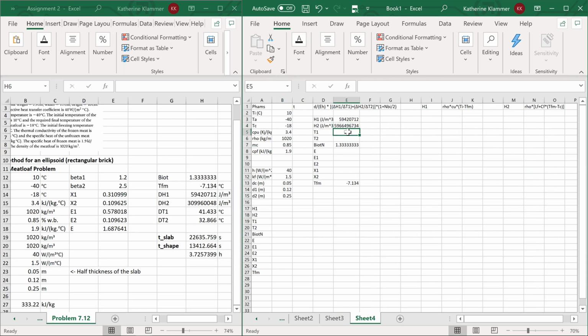Okay, so now for the T's, I'll put T1 here. T1 equals Ti plus TFM divided by 2. So these should be in parentheses. And then these are in parentheses as well. Minus TA. And then T2 is equal to TFM minus TA.